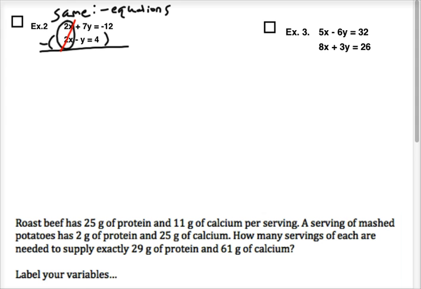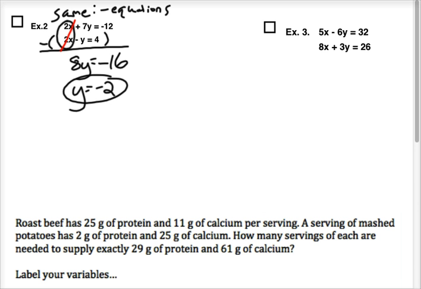Now, 7y minus a negative y. Now, here we have to be careful because we need to remember subtracting a negative. That means we're actually adding that on. So 7y minus a negative y is essentially 7y plus 1y. And I'm going to get 8y. Negative 12 minus 4 gives me negative 16. I'm going to divide both sides by 8. And that's going to give me y equals 2.